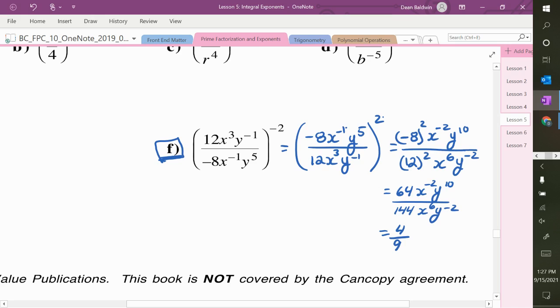Okay. X to the negative 2 over x to the 6. What do you do if you're dividing? What do you do with the exponents? Subtract them. That is the second rule up there. What's negative 2 minus 6? It's negative 8, right? So when you get that negative 8, just write it like that. Don't put it in the numerator or just float it in the middle. What's y to the 10 over y to the negative 2? What do you do with the exponents? Subtract. What's 10 minus negative 2? Positive 12.